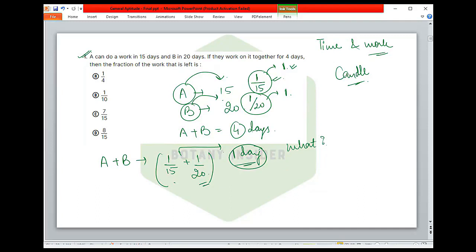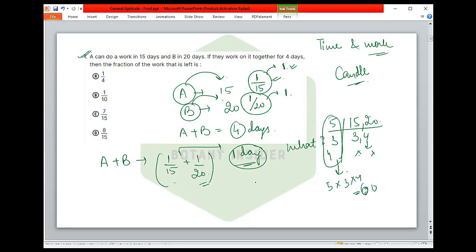How to take the LCM? 15 and 20. Just divide with the most common number. So it's 5, 3 and 4, then 3 gets cancelled, and 4 gets cancelled. So this would be your LCM: 5 into 3 into 4, which is equal to 60.